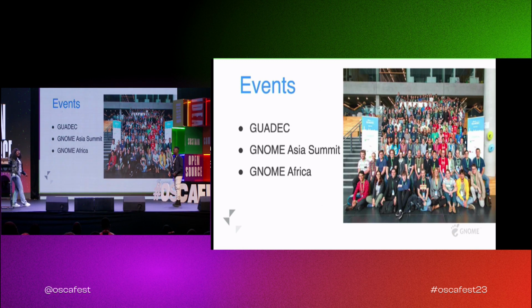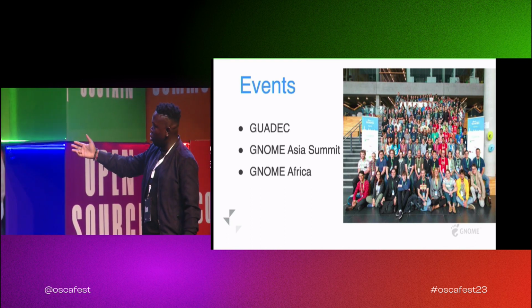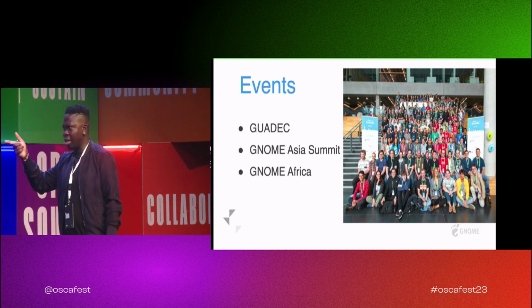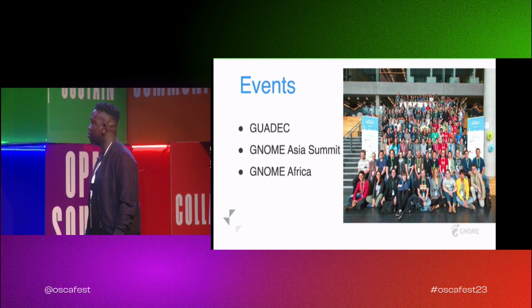So we have events as well. Yeah, so there's a lot of, again, Oscar Fest is one of them. So Oscar Fest is an event, and then Gnome has a couple of events. Again, there's GNOME Africa, GNOME Asia Summit, and of course, GUADEC, which I think is happening next month. Next month, yeah, in Riga.